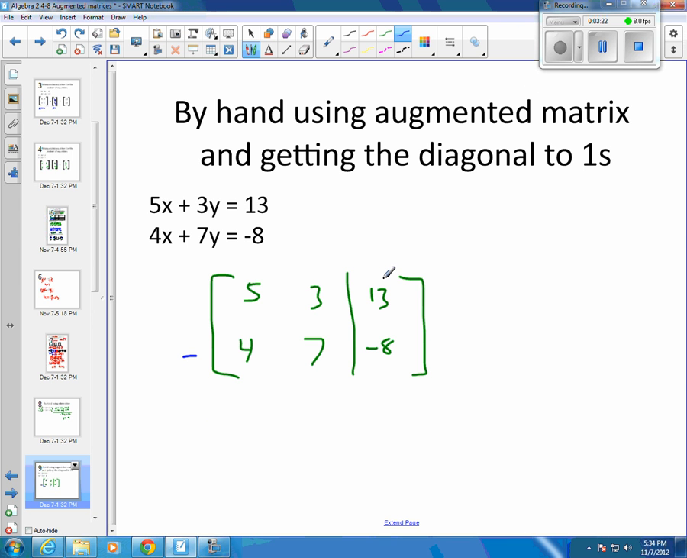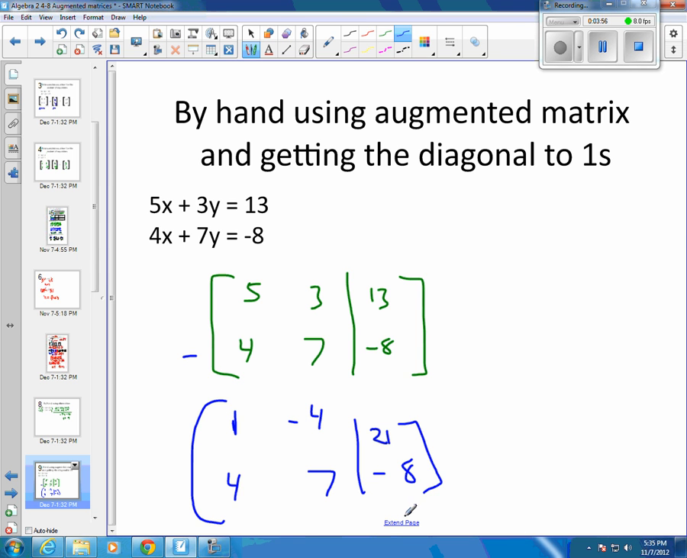Go back. I do want to subtract them. I want the 1 to be in the top, right? I want this to be a 1. So I'm going to keep the bottom one and replace the top one with that. So keep the bottom one, 4, 7, -8. So if I subtract them, 5 minus 4 is 1, 3 minus 7 is a -4, and 13 minus the -8 would actually be 13 plus 8, which would be a 21. Okay, so I have my 1 here.